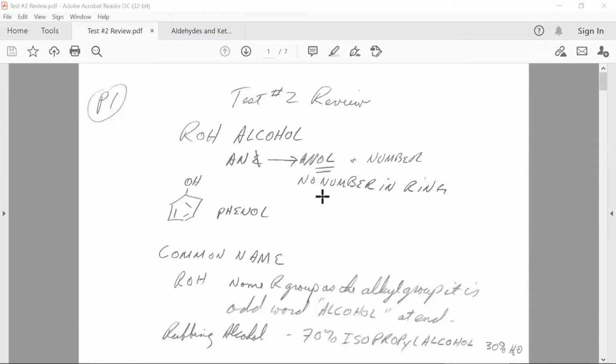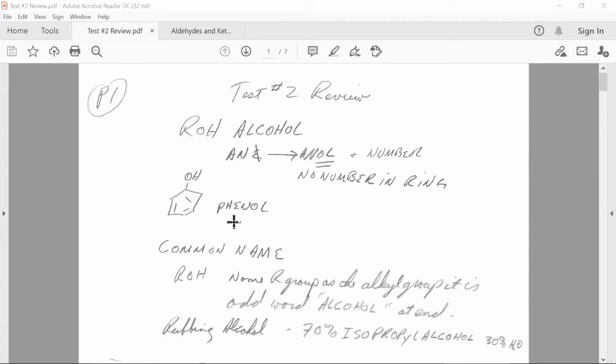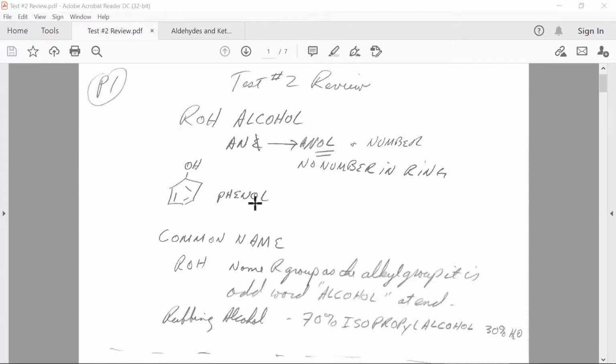If it's in a ring and there are no other functional groups, which is what you see in my class this semester, you don't use a number because the carbon with the hydroxyl group in a ring will always be number 1. One name that's both the IUPAC and the common name is a benzene ring with a hydroxyl group, that's phenol, and you should know that.